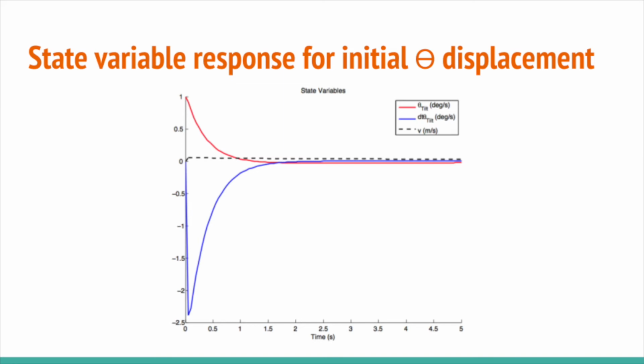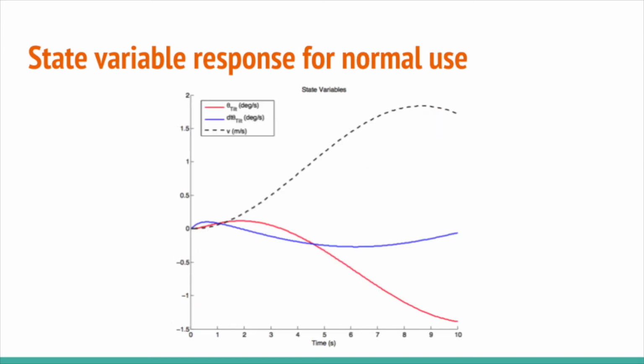This graph shows that given an initial theta change, the system responds by moving theta and theta dot to 0 and outputs a constant velocity. This graph shows that given a continual theta change, the system responds by increasing the velocity.